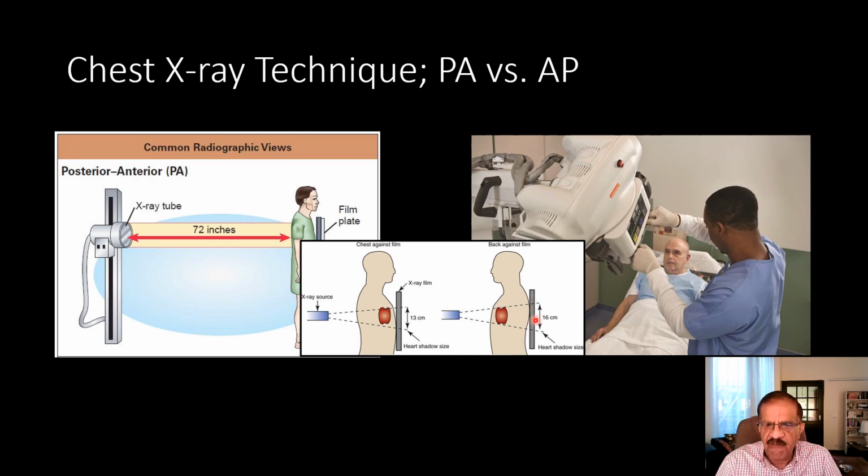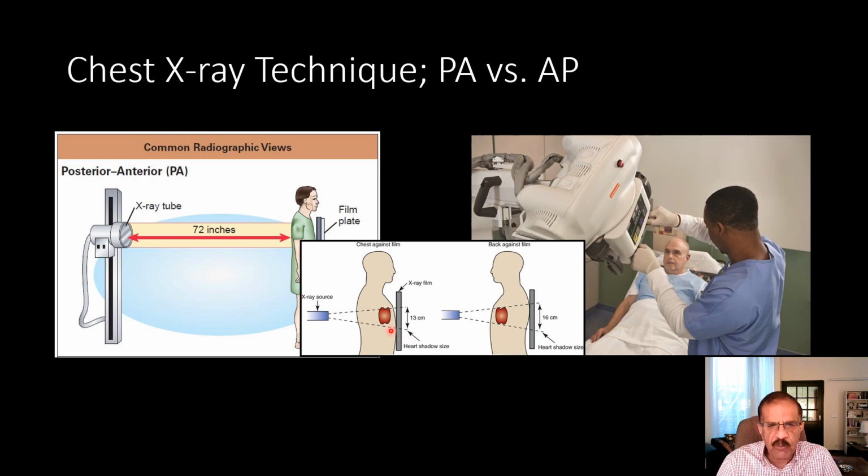Now, when there is magnification, if in the PA film you get a 13 centimeter image, the same object may give a 16 centimeter image. So the image shadow will be enlarged. Since one of the pieces of information we want from the chest X-ray is heart size, in an AP film the heart will appear to be enlarged, whereas it actually may be of normal size. So that is why we want a PA film, because the standard of normal is described on PA film.